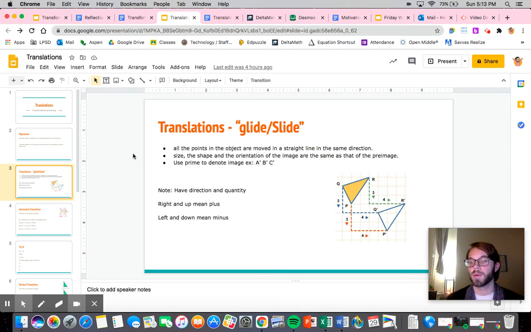Again, we are still using the pre-image and the image. So the pre-image is what you start with. The image is what you end up with after you've translated it. And you're still using the prime notation, right? So you're still calling the image points R prime, Q prime, and P prime. Right. So you do have to make sure that you have a direction and a quantity, right? So you should know that you're going down 3, to the right 4. And just as a heads up, if you see right or up, that means you're adding. And if you see left or down, that means minus.